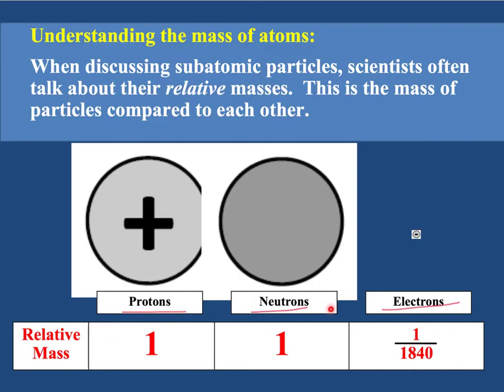Your protons and your neutrons weigh about the same. They have a relative mass of about 1. Whereas your electrons are really, really small. We're talking about 1 out of 1840. That's really tiny, like a really small decimal. So they don't really weigh that much.